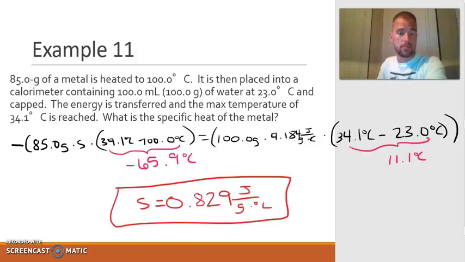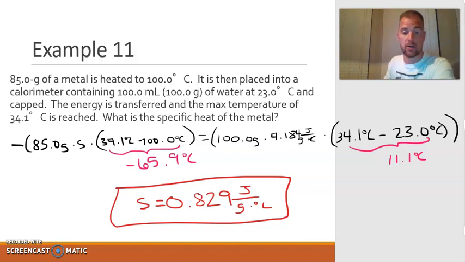All right, I went ahead and put the work out on the screen. I didn't go into the level of detail that I did in the last video, but I've got all the numbers plugged in where they need to go. Your delta T's for the metal as well as your water are here. You should have ended up getting for the specific heat for the metal 0.829 joules per gram degree Celsius.